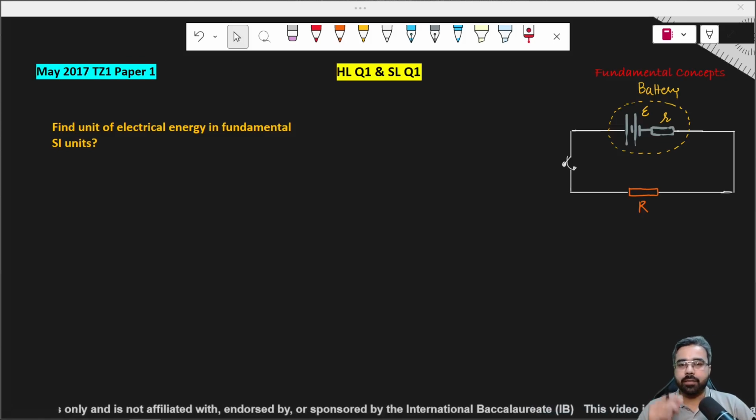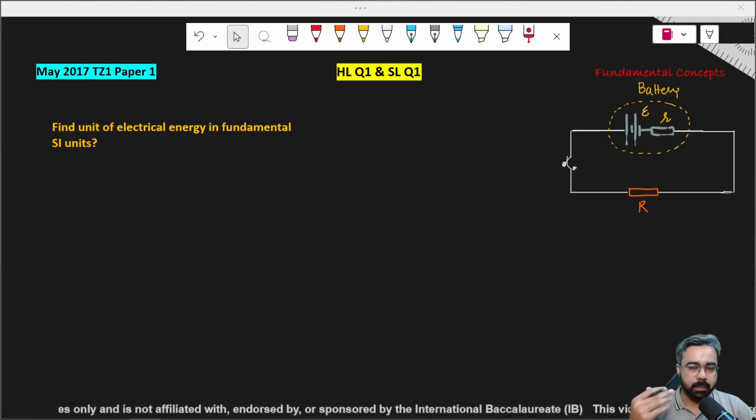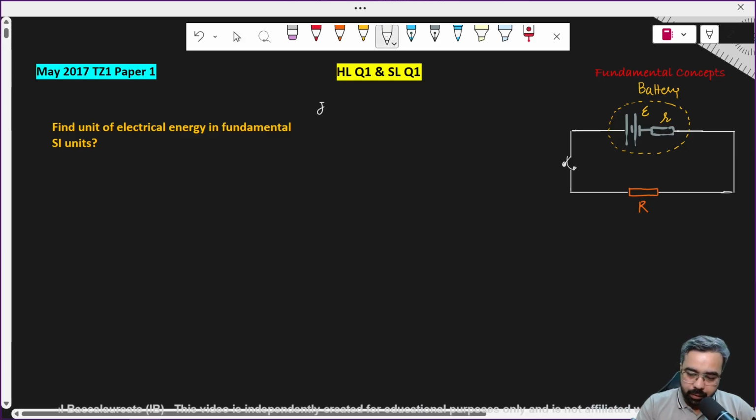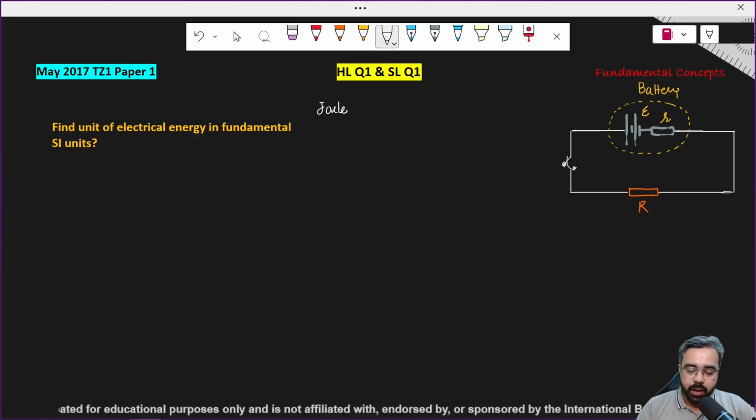In this question, we have to find out the unit of electrical energy in terms of fundamental SI units. Although there are various forms of energy, all types of mechanical energy, thermal energy, sound, electrical, all the forms of energy have the same unit, that is joule. You can express joules in terms of fundamental SI units, but in this question, we will first find out the joule from a specific circuit.